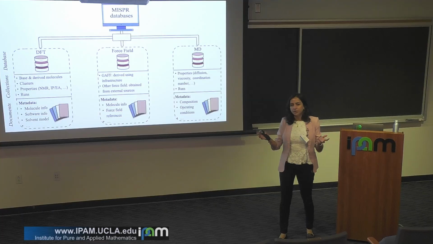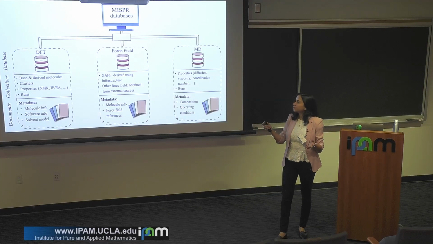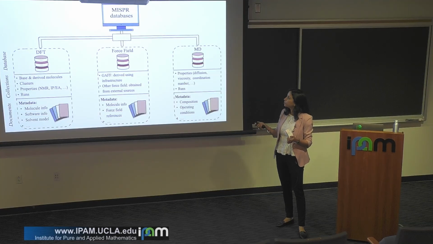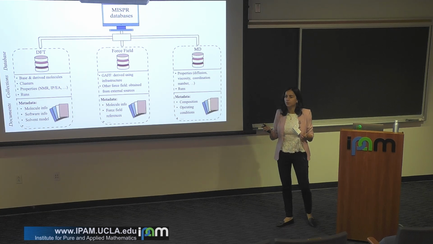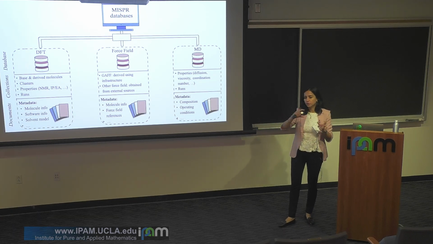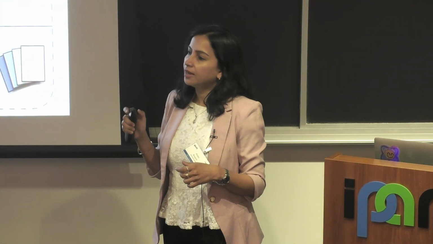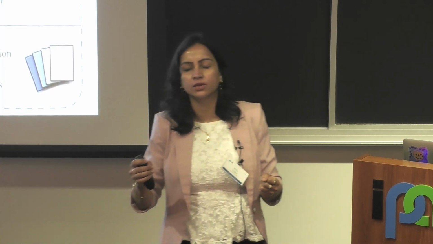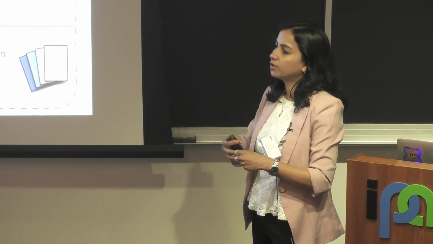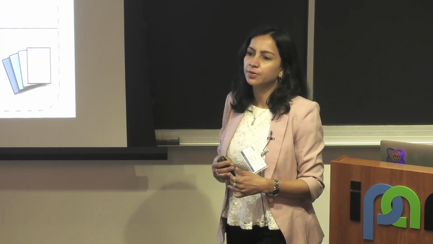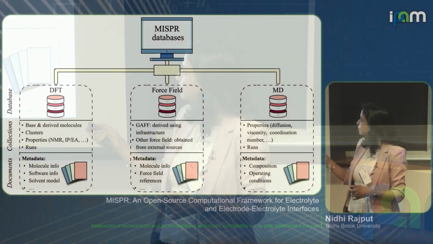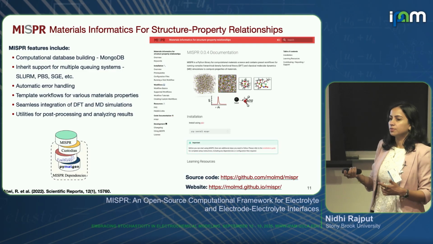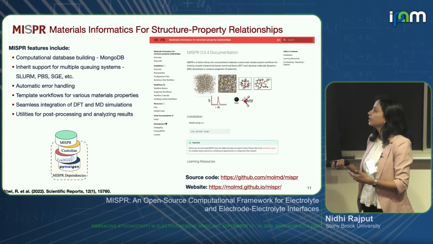So we have three types of databases currently in MISPR. The databases are computed from DFT properties, the force field ones, and the ones we get from MD properties. Every property is stored in its own respective collection. Along with the data and the properties information itself, we also store a lot of metadata, like molecule, software information, and time required to do these calculations, which is very important for transparency in data sharing and reproducibility of the results.